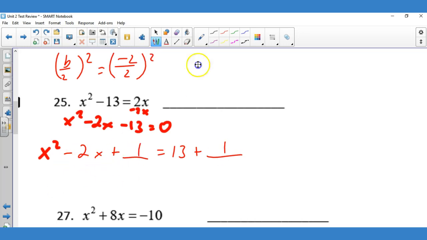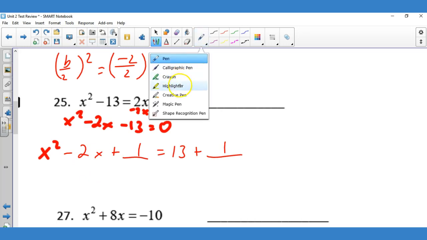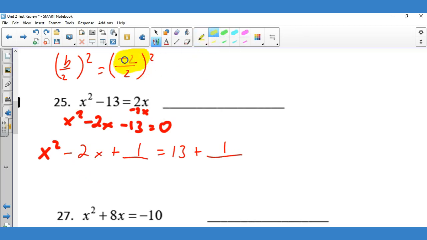So over here, remember when we factor this, guys, on the left side, all you do is look at the parentheses. So doing so, -2 divided by 2 is -1. So you have x minus 1 squared. And then over here, 13 plus 1 is 14.